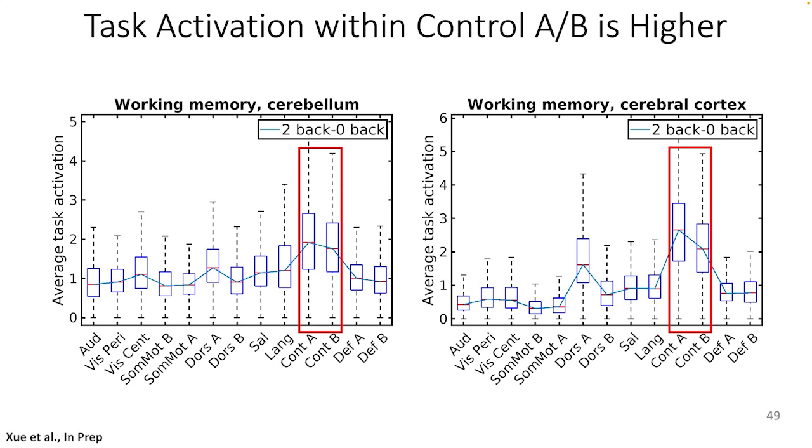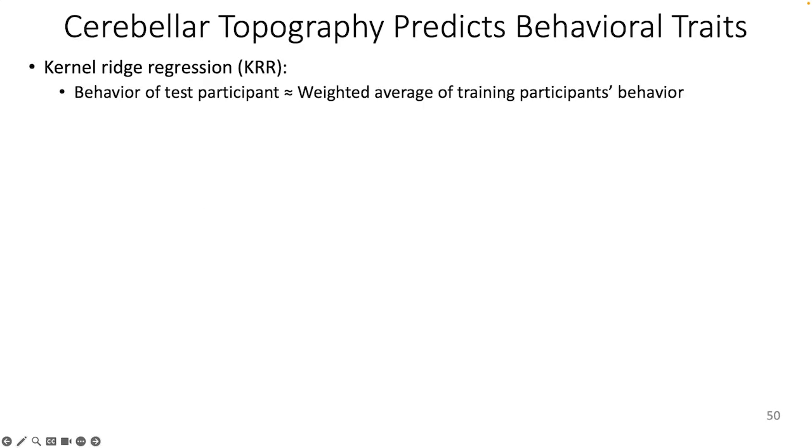And for another example, we have this working memory task. I'm showing the results of the 2-back versus 0-back contrast. The control networks are more activated in the cerebellum and in the cerebral cortex. For a single participant, the task contrast in the cerebellum is not as clear as the task contrast on the cortex in HCP. But when we look at the whole population, we can still see a clear distinction between the activated networks and the rest in the cerebellum.